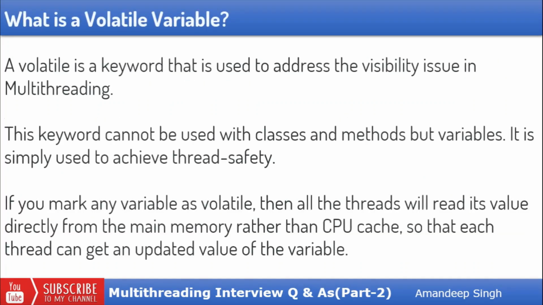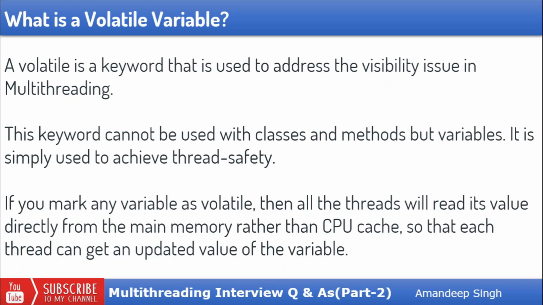Next question is, what is volatile? So volatile is actually a keyword that is used to address the visibility issue in multithreading. The visibility issue is, suppose there are two threads which are manipulating one variable, and both have read the variable value at one point, but one thread has already updated its value, but that value is not returned to the main memory as of now. That is currently available in that thread's cache. So the other thread will not be aware of the updates which have happened to those values.